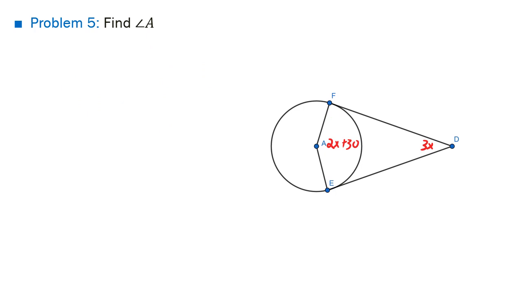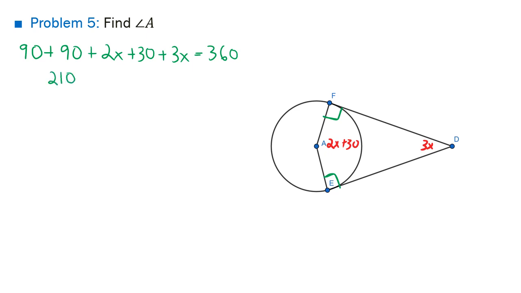Okay, it wants us to find angle A. Once again, FD and ED are both tangent lines, making 90-degree angles for angle F and angle E. Once again, we want to add this up and set equal to 360. So we got 90 plus 90 plus 2x plus 30 plus 3x equals 360. Going to go ahead and combine the like terms we have. So 90 plus 90 plus 30 is 210. And then 2x plus 3x is 5x.